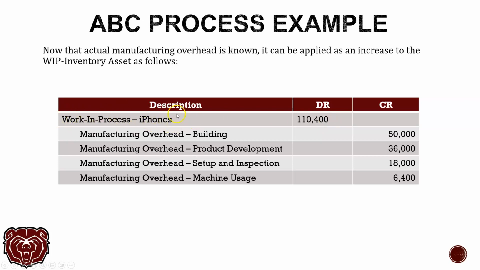Remember, this is not an expense yet. This is a product. This is a value add to the product. So we are increasing this inventory account. We are going to decrease our manufacturing overhead: building, product development, setup inspection, and machine usage. This is all coming from the raw materials or raw direct materials account, right? Because these manufacturing overhead represents our indirect costs of that. So these are flowing from step 1 to step 2, step 2 being work in process. So we're adding the value of these to this asset.